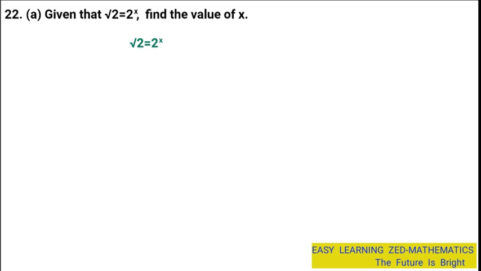Okay, so the first step we're going to do is square both sides so that we have a whole number where we have the square root of 2. So we're going to square the square root of 2, raised to the power of 2, which is equal to 2 raised to the power of x, squared. Okay, all right, once we have done this, we have squared all the terms on both sides.